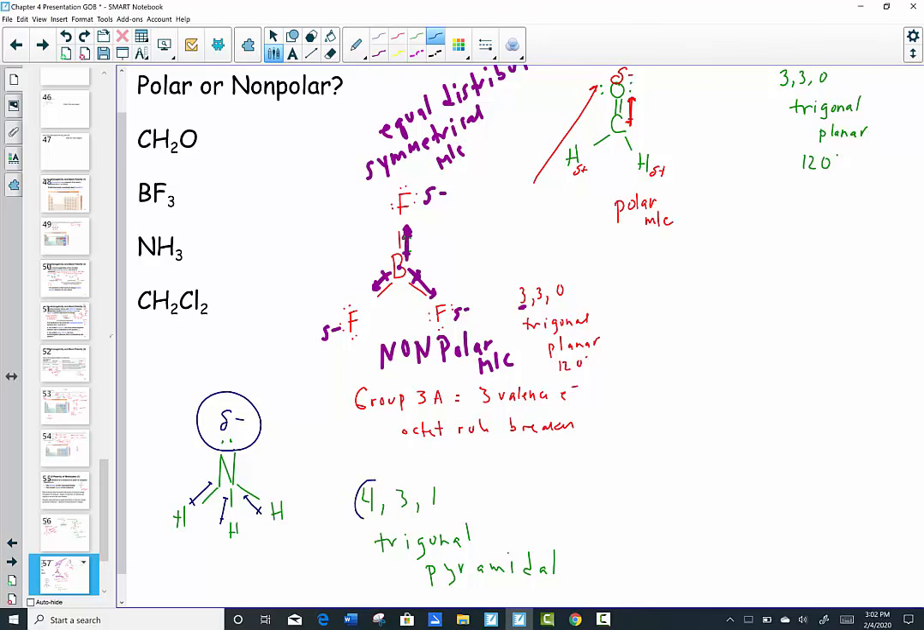Because there's 4 bonds, four domains, and only 3 lead to atoms, this is not symmetrical. There is something different when I stand and look from the central atom. I stand at nitrogen and I look up, I see lone pairs of electrons. That's different than seeing the hydrogens. This makes this molecule polar. The bonds are polar and the molecule is also polar.